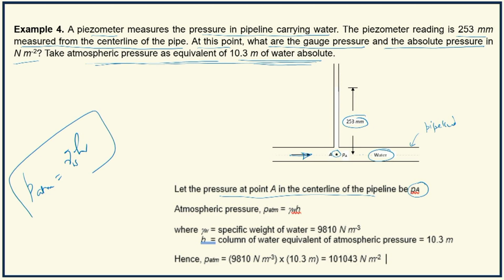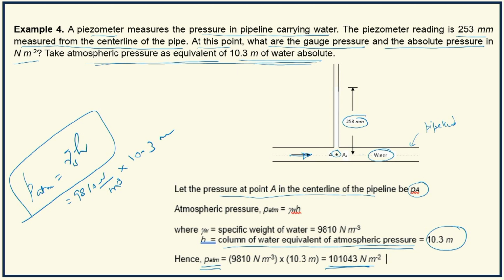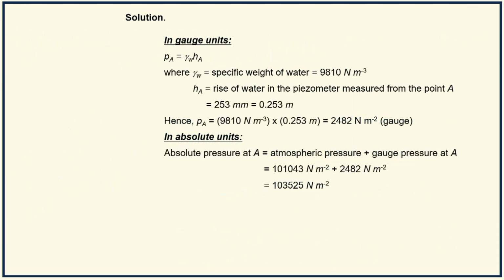P atmospheric is equal to specific weight of water gamma W multiplied by H. H is the column of water equivalent to atmospheric pressure, that is 10.3 meters of water absolute. So P atmospheric will be 9810 Newton per meter cube into 10.3 meters of water absolute. So this comes to 101043 Newton per meter square. So atmospheric pressure expressed as pressure intensity is 101043 Newton per meter square.